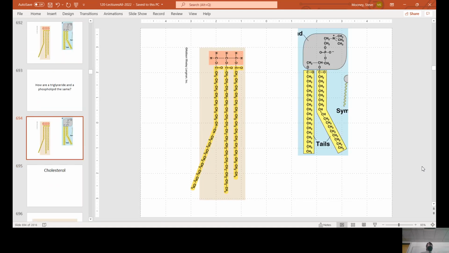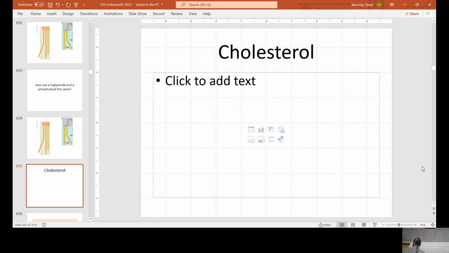So the sameness of the two, how are they the same? The glycerol is the same in both cases. And 2 fatty acids hanging off that glycerol is the same. The difference, that one fatty acid traded out for a phosphate group or vice versa, gives it a completely different function.